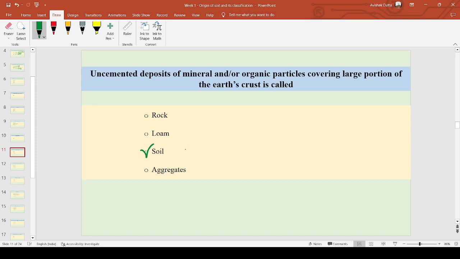The rest of the options: rock, then aggregate of minerals which form soil. Loam is a kind of soil which I have already mentioned, and aggregates, these are classification of soil. This is a type of soil, fine aggregate, coarse aggregate, mainly used for building purposes. Okay.